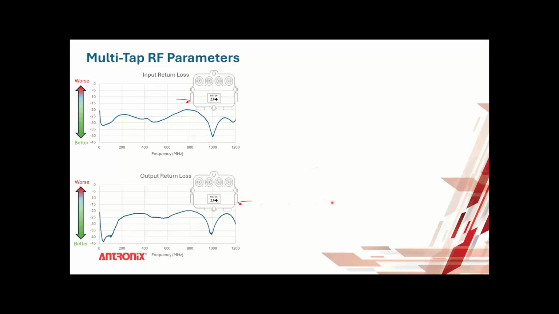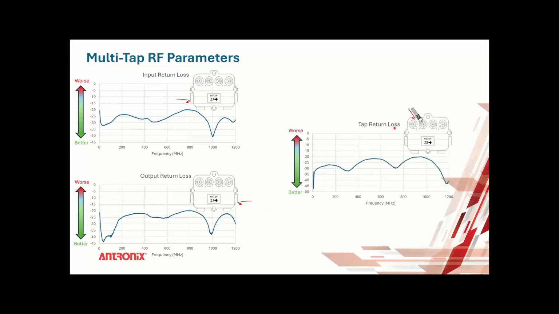Same thing with output return loss. There are signals going upstream on the output of a tap, and signals could be reflected in that direction as well. Likewise, there's a tap return loss. Each of the F ports has a return loss as well, and that's in the specifications as well. So the cable modem that's connected to an F port has an upstream signal cable from the cable modem that hits the tap port. Some of it's going to be reflected back due to the tap port return loss.